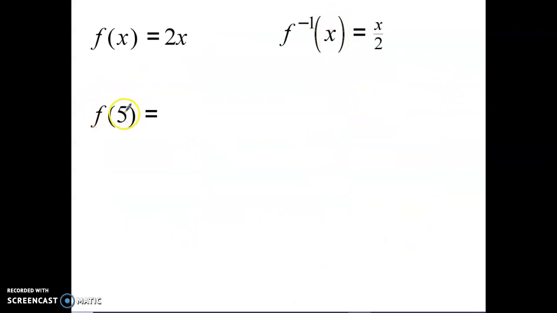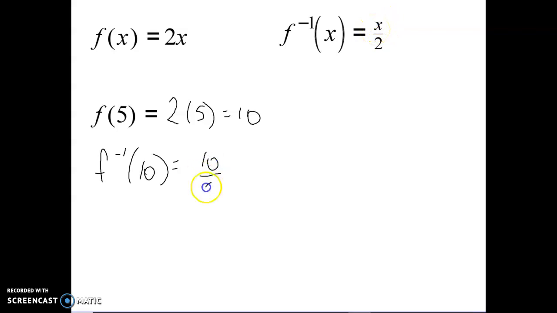So f of 5, if I take 5 and I substitute into my function, 2 times 5 is 10. So the range value that goes with the domain value of 5 is 10. My function f takes the value of 5 and maps it onto 10. Okay, so let's take that 10 and substitute into the inverse. The inverse function takes that range value from the original as its domain value, and it divides by 2. 10 divided by 2 is 5.